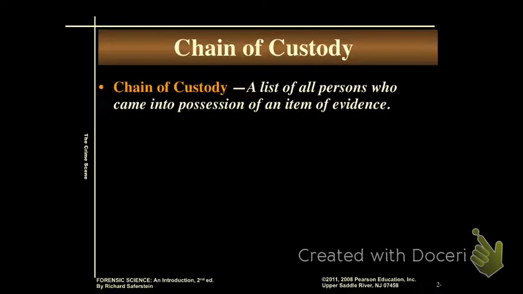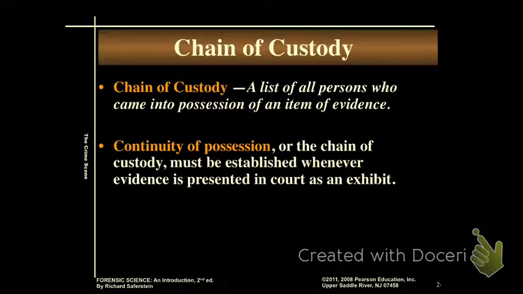Alright, part 2. Chain of custody is a list of everybody who has come into possession of an item of evidence. That's from the person who gathers the evidence at the crime scene, the person who analyzes the evidence in the crime lab, and the evidence clerk who takes care of it in the evidence room. Those are the three main types of people who are part of the chain of custody. Anybody in the courtroom is not. So judge, jury, lawyers are not part of the chain of custody.